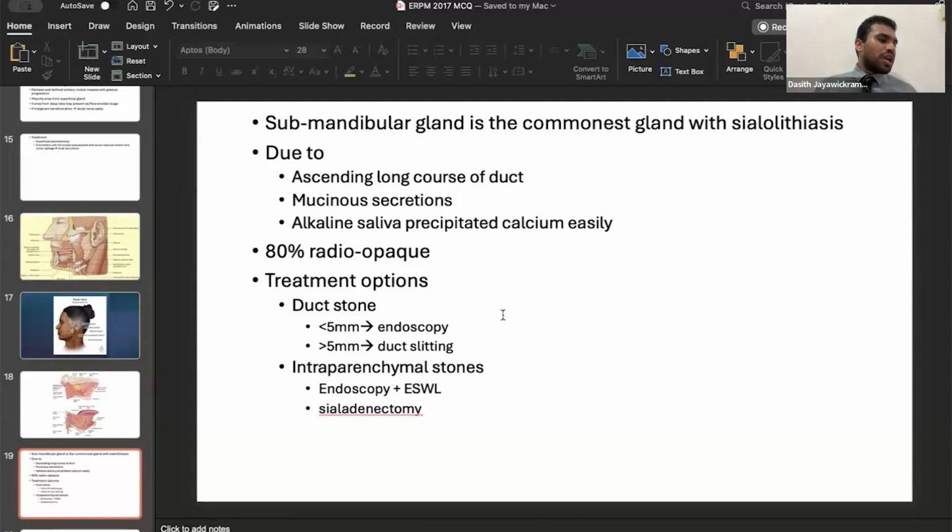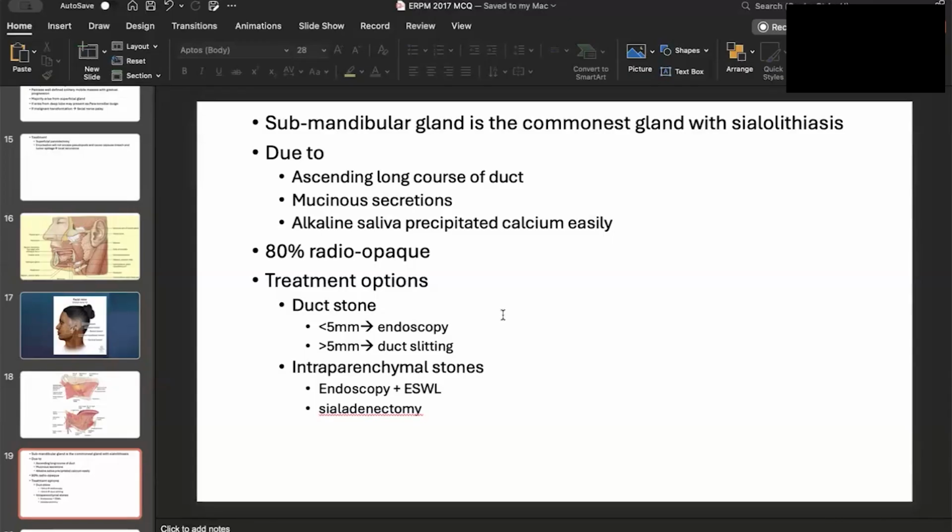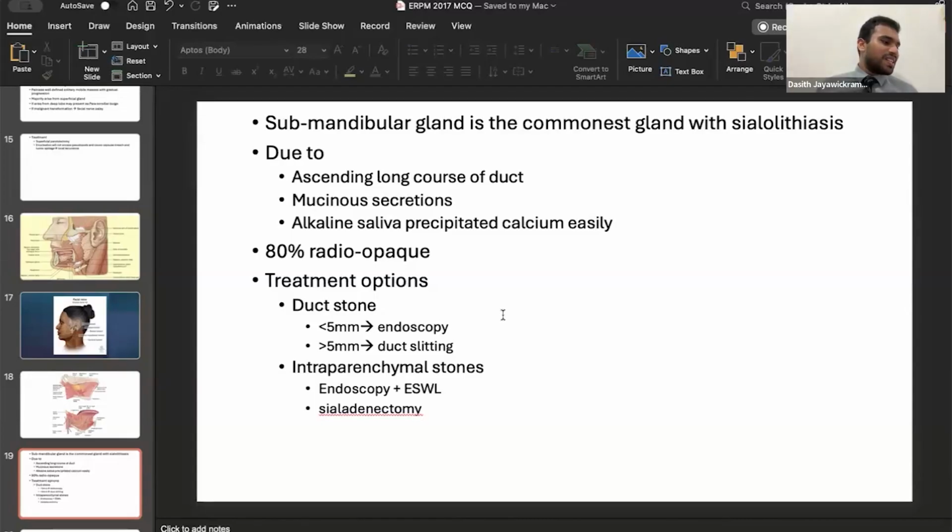And majority of the stones are radiopaque is true. Most salivary glands to present with calculi is the submandibular gland. It's also true. All right. Thank you, sir. Okay. So the next question is regarding malignant tumors of the testis.